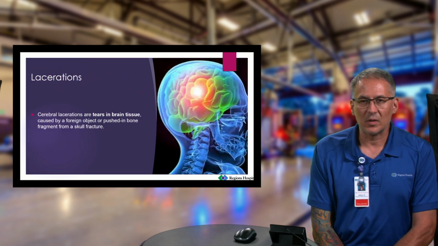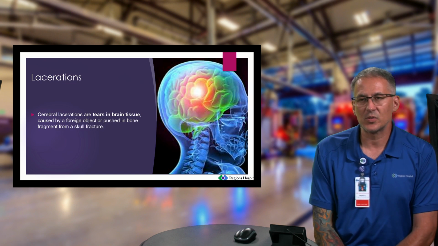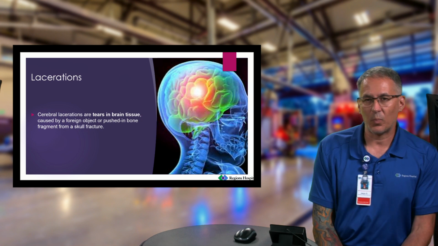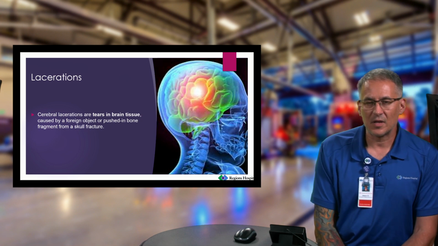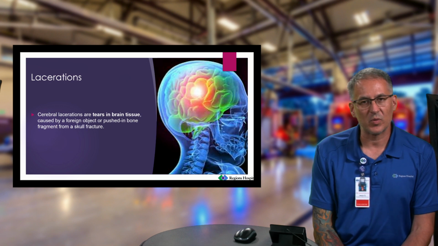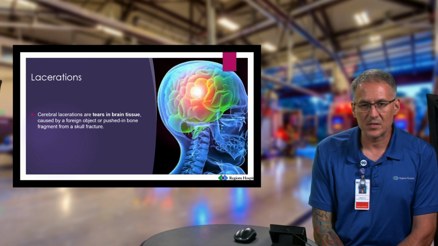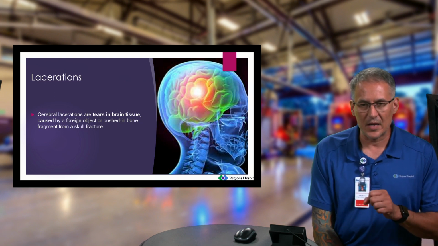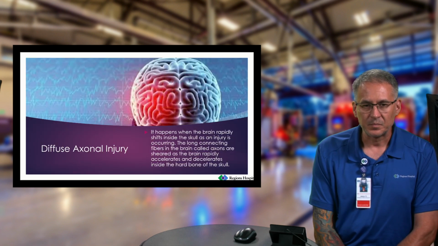When we start talking about lacerations to the brain, it's exactly that. It's direct damage to the brain tissue itself. That could be a foreign object that has impaled the brain or penetrated the skull. That can be from a skull fracture that has depressed skull fragments with pieces of skull embedded within the brain itself. But there's some actual demonstrable injury and tear to the tissue itself.